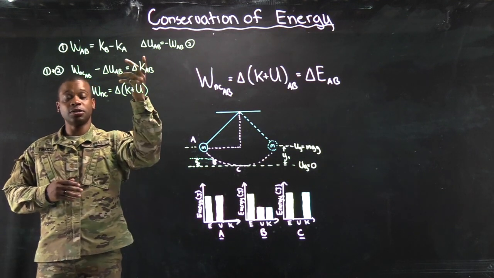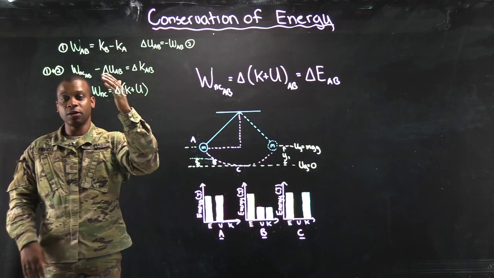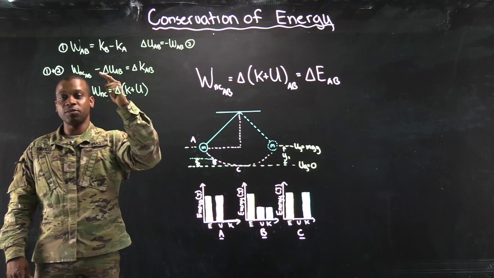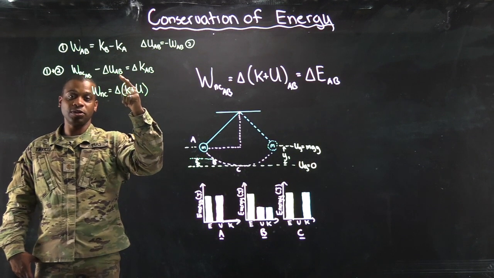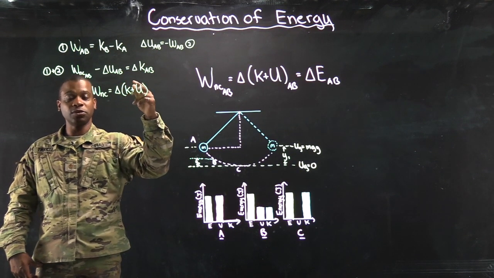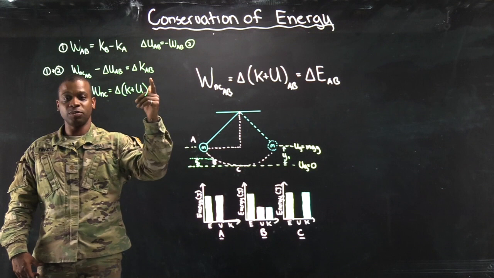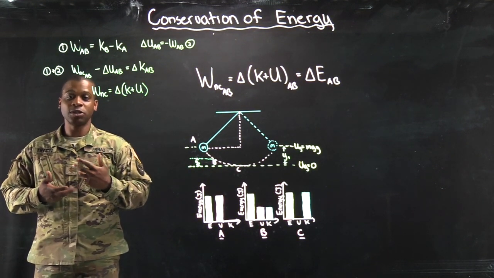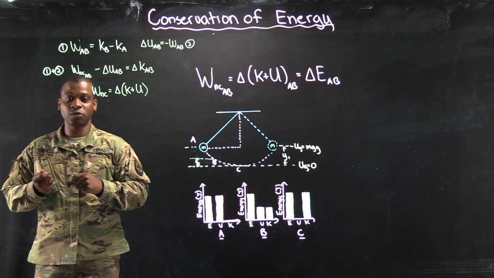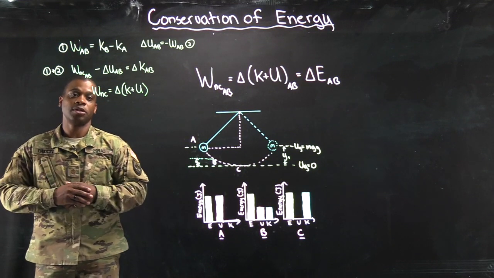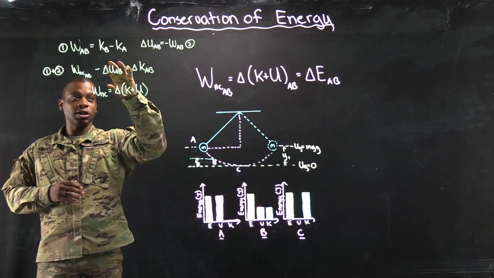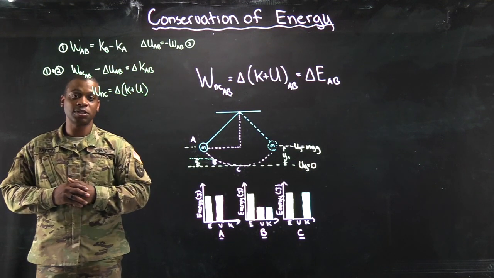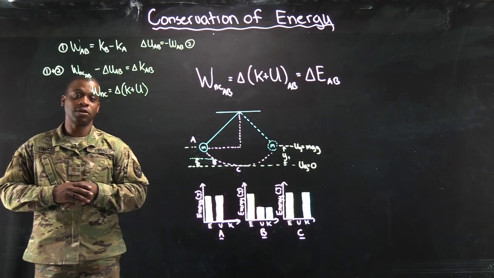Now, if I combine these two equations, I get that the net work is equal to the work due to non-conservative forces from A to B minus the change in potential energy from A to B, and that is equal to the change in kinetic energy from A to B. If you're confused, think about section 8.2 where it talked about conservative and non-conservative forces, and we have to consider them both. Now, if I take this quantity, I move it to the right-hand side of the equation, I get the work due to non-conservative forces is equal to the change in mechanical energy.